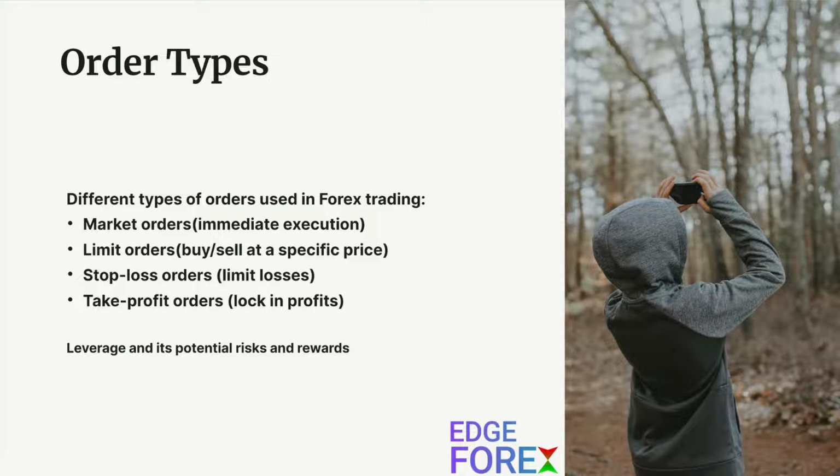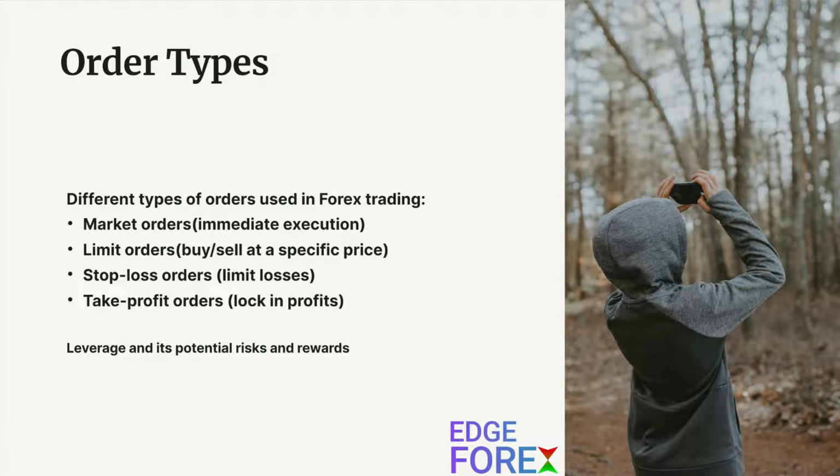So these offer you a bit more control. You specify the exact price at which you want to buy or sell a currency pair. With a buy limit order, your trade will only be executed if the price falls to your desired level or lower. Conversely, a sell limit order will only be filled if the price rises to your specified level or higher. Limit orders are ideal for entering trades at specific price points, but there is no guarantee your order will be filled, especially in volatile markets.